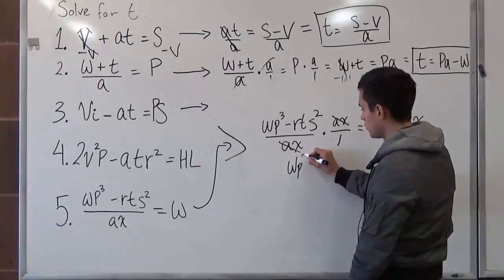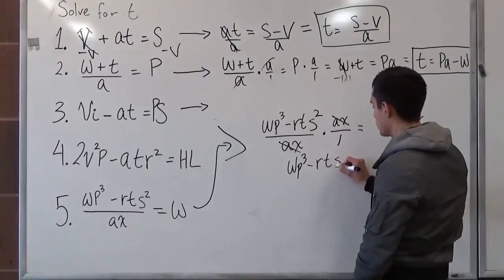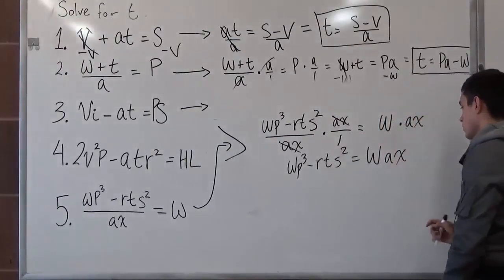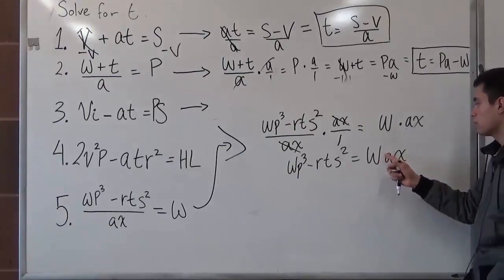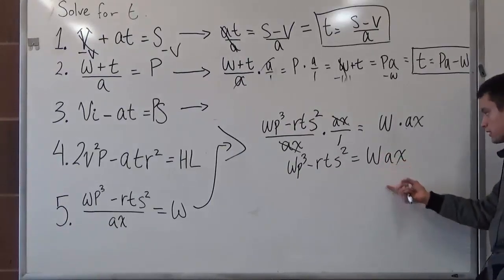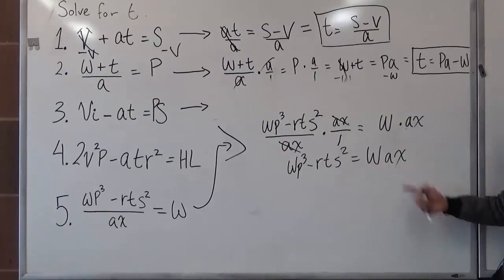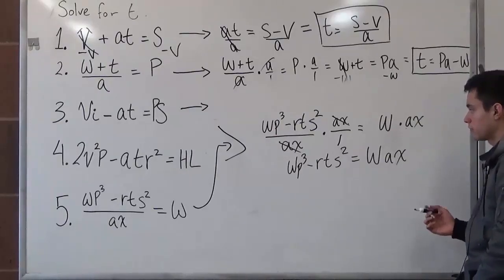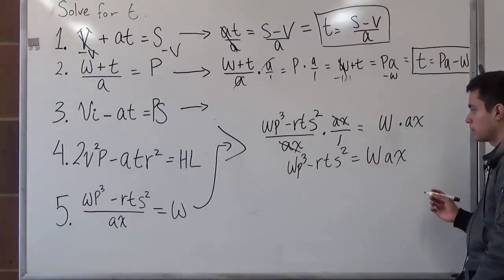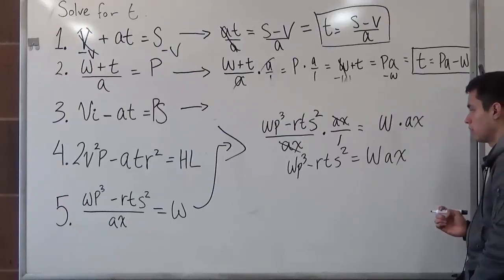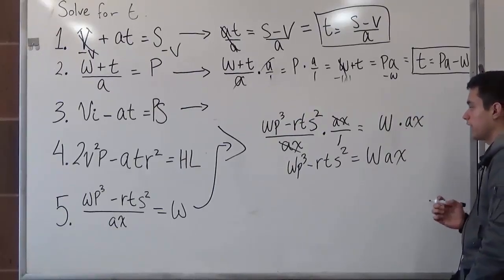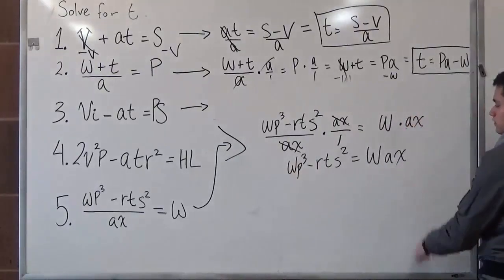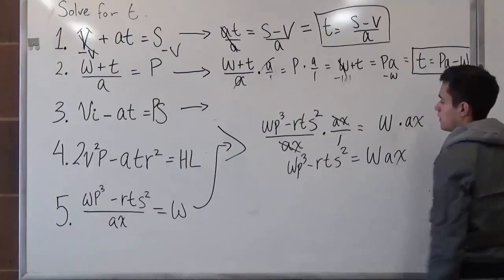wp to the 3rd minus rts squared is equal to wax. Always pretend that there's an imaginary multiplication sign, because this in terms just means w times a times x. So now we're starting to see that the problem has no denominator, and it's becoming easier for us to work with. So, as we did last time, let's treat this as a whole and try to move it to this side in order to get t by itself.